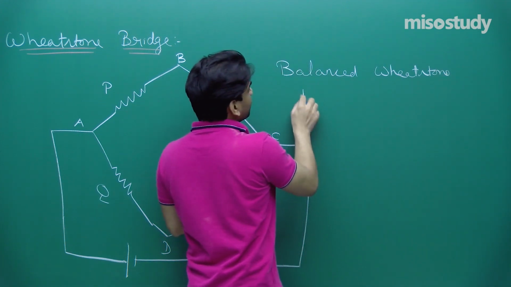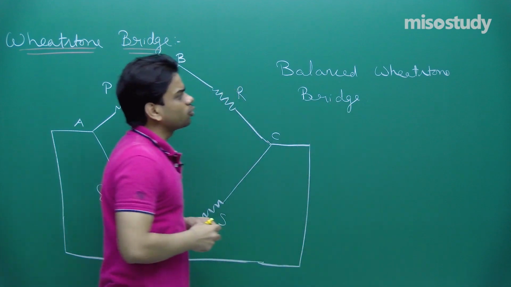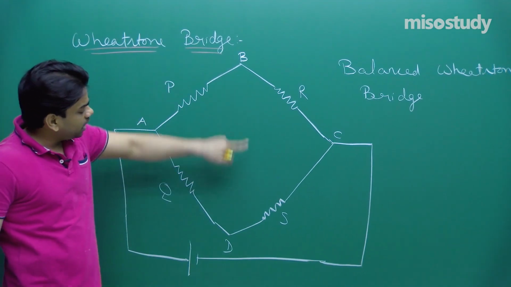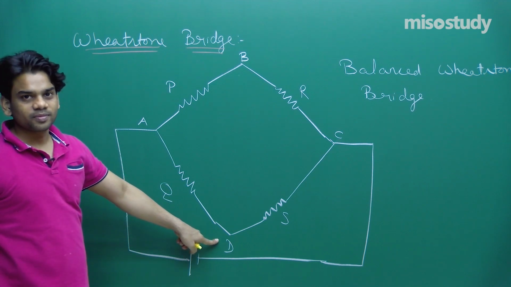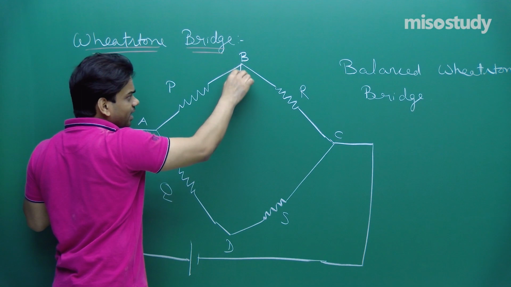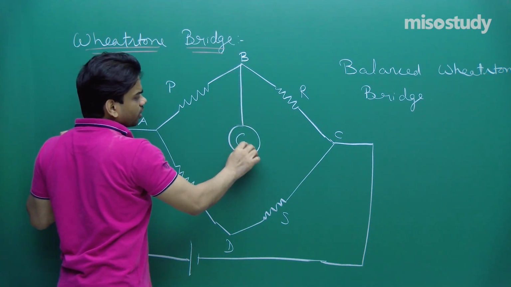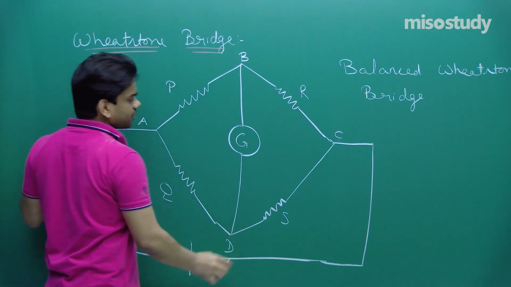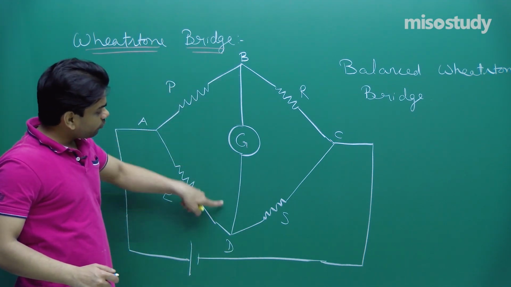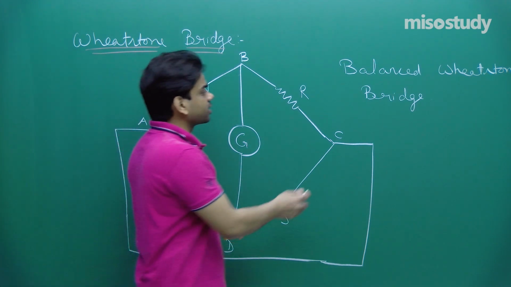It will be a balanced Wheatstone bridge if a certain condition is satisfied. That is, potential of B will be equal to potential of D. This is required. Potential of B is equal to potential of D. That is, if I connect a galvanometer, need not worry about this term galvanometer, you can understand that it actually gives us an idea about the direction of current. If I connect the ends of B and D with the help of a galvanometer, the galvanometer will not show any deflection.